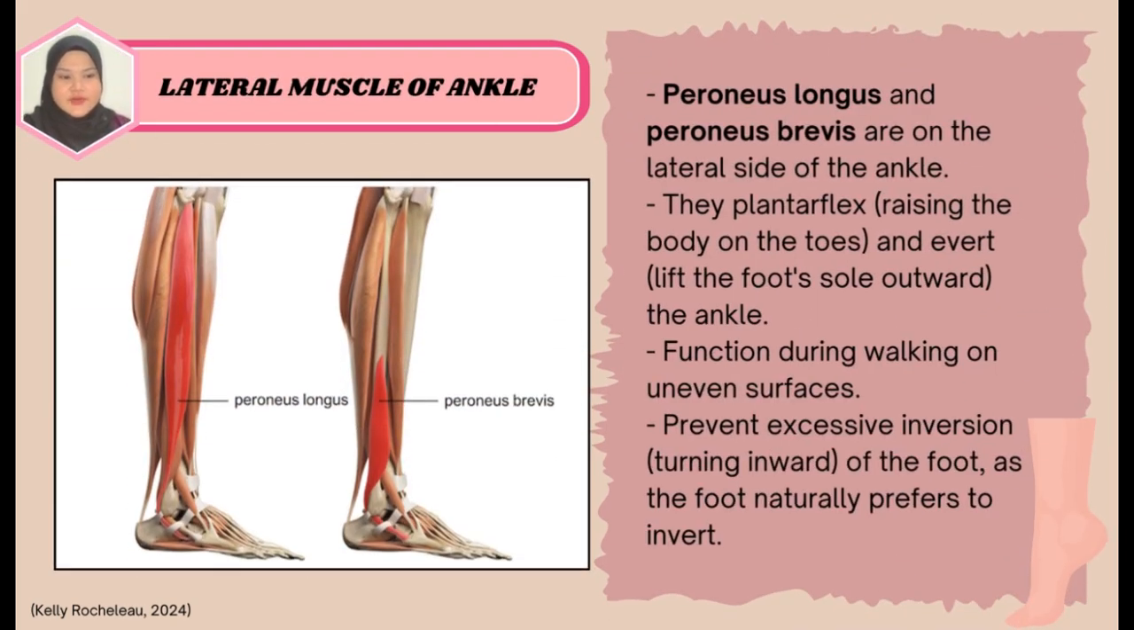Secondly, for the lateral muscle of the ankle, as we can see on the diagram, there are two muscles that attach on the lateral side of the ankle, which are peroneus longus and peroneus brevis. So, the peroneus longus and peroneus brevis are on the lateral side of the ankle.